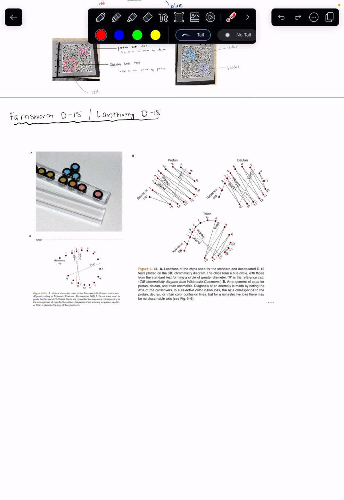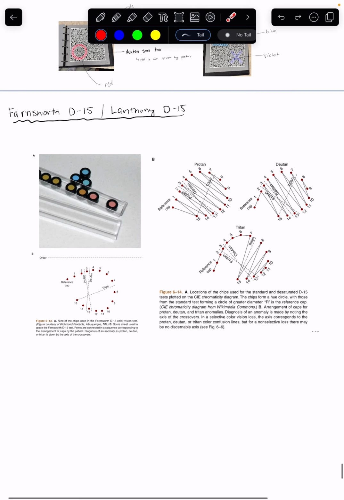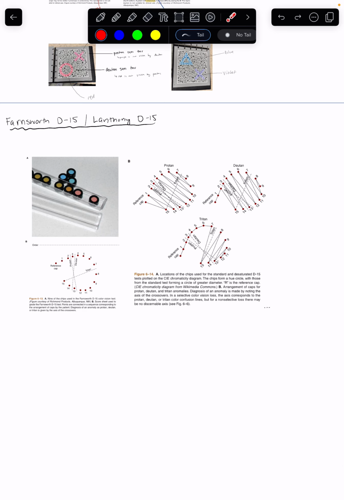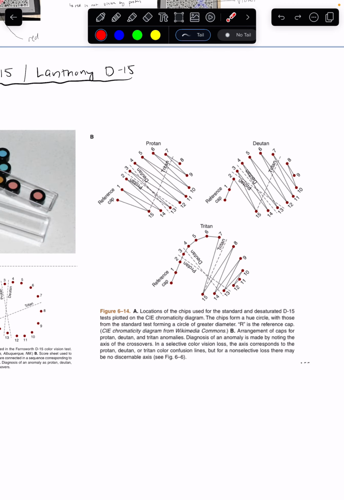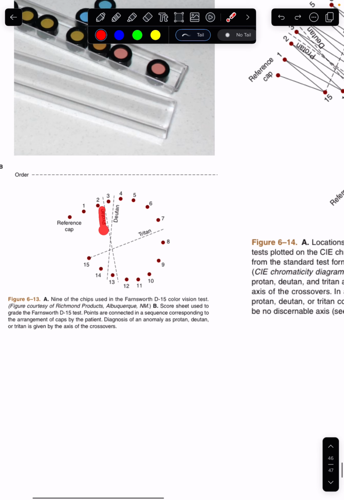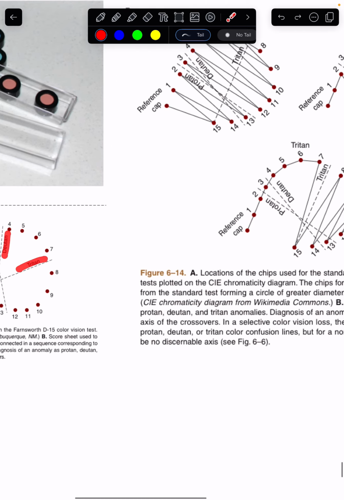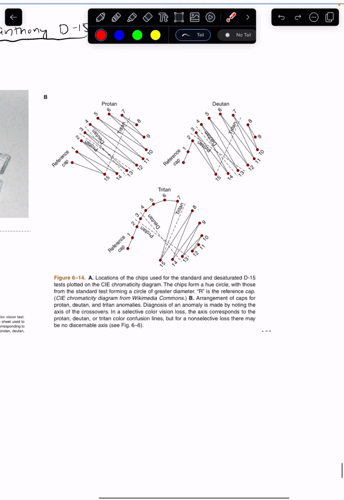So these things are a little bit flawed, and we'll talk about it more in class. But the Farnsworth D15 will miss a lot. It won't detect much, so it's not very sensitive. And then the Lanthony D15 has too many false positives. So they're both a little flawed, but what's good about them is that they can still quantify if they're protan, deutan, and tritan.